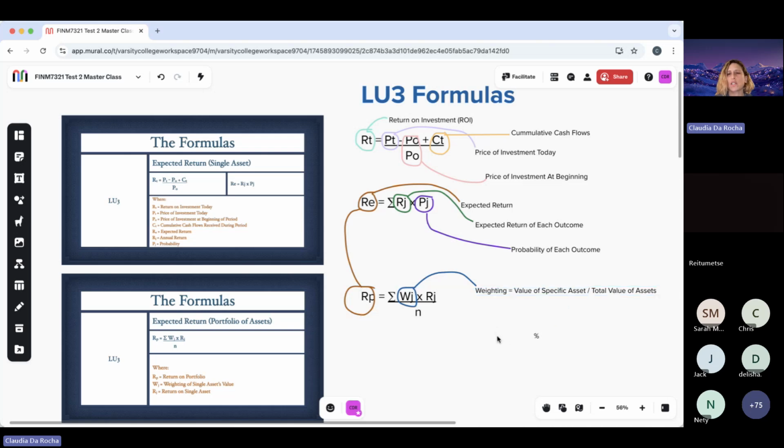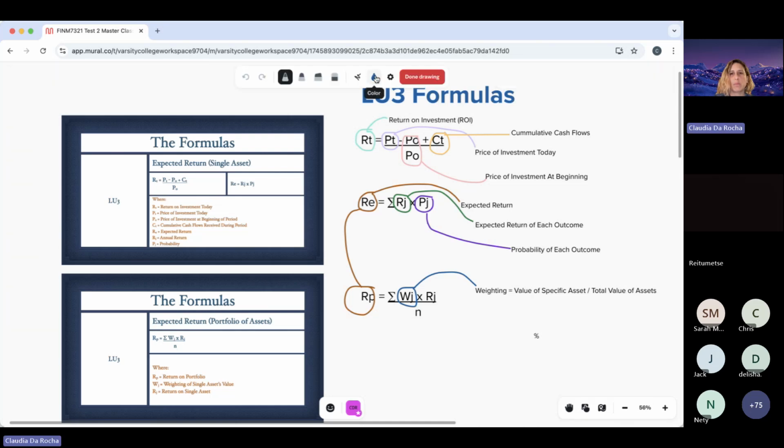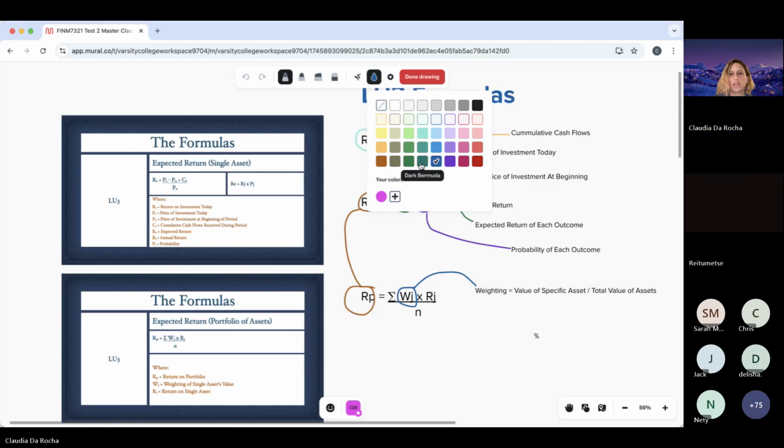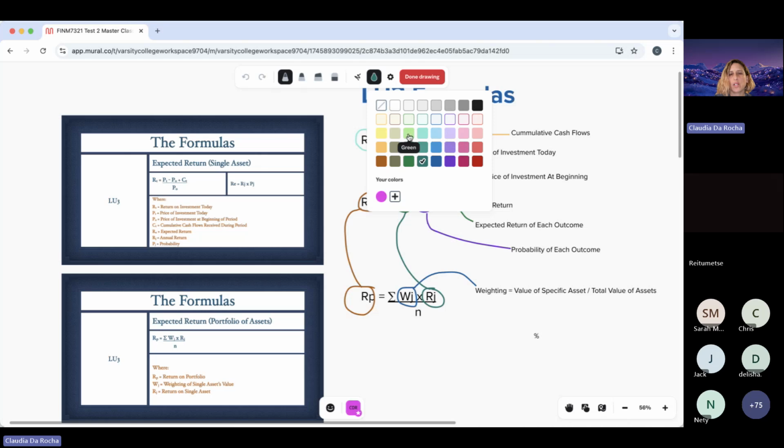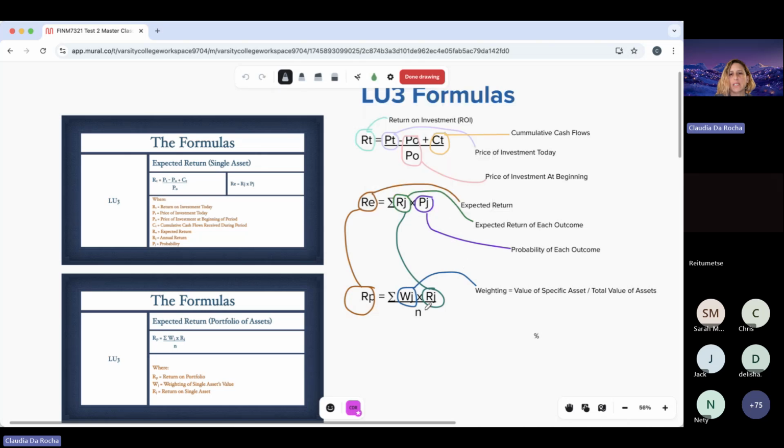So it's not a difficult concept. It's just understanding what is required. Today we don't have a question that really asks you to do that, but there are questions in your textbook and also in the past papers that have that. Then your RJ is your expected return, the same as what we had previously. And then we have your N, which is your number of periods, something that comes up all the time since Learning Unit 2.